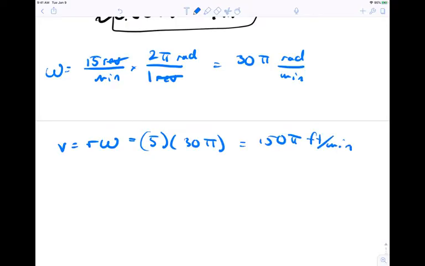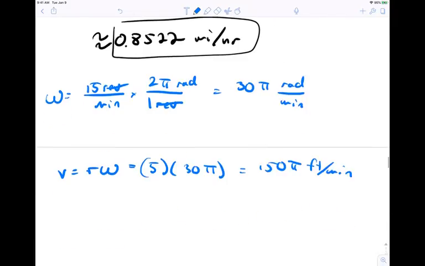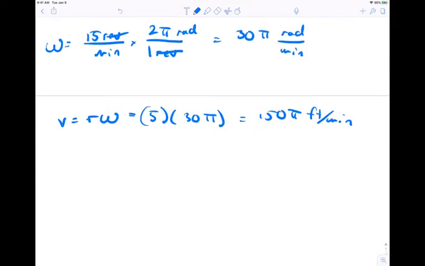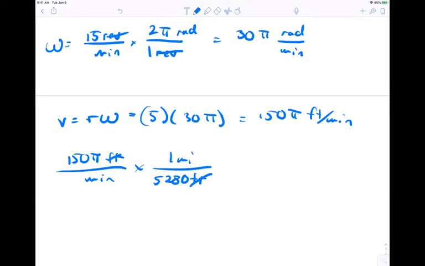So then I think we have to convert that to miles per hour. Let's convert that to miles per hour and see if it works. So 150 pi feet per minute times, we said that 5,280 feet corresponds to 1 mile, and 60 minutes corresponds to 1 hour. Okay, I feel better about this. So then let's crunch this number. This is going to be approximately 150 times pi.